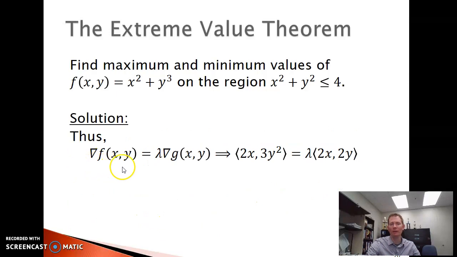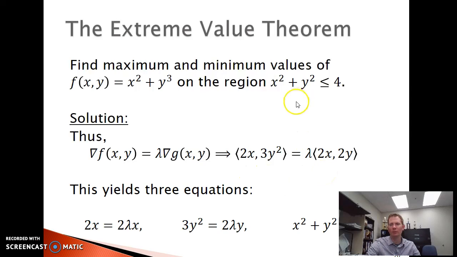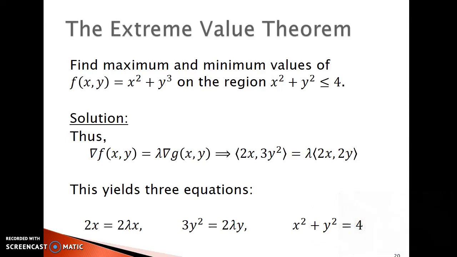And we set the gradient of f equal to lambda times the gradient of g. Here is our gradient of f, here's the gradient of g. From this, we get two equations, and our boundary equation yields the third equation. And again, I'm going to turn off the video so we can get the use of the full screen going forward.